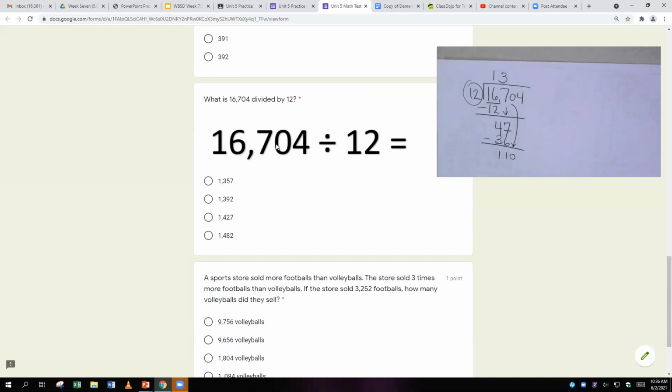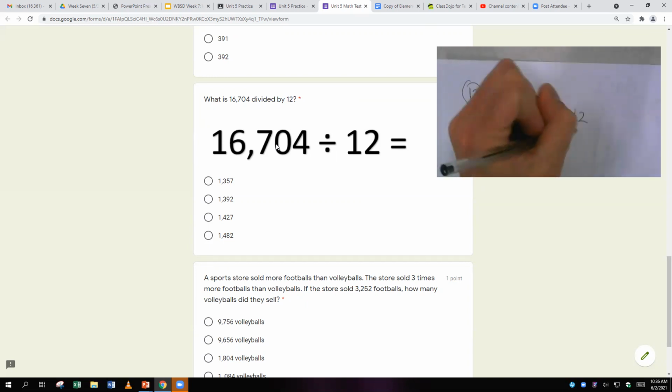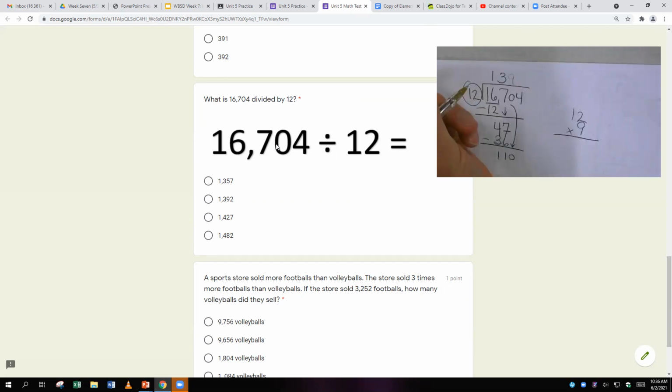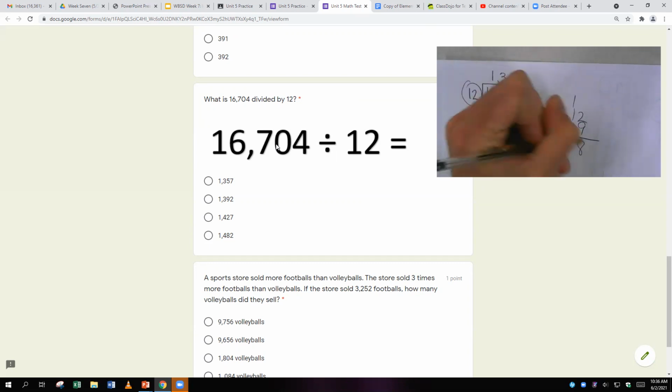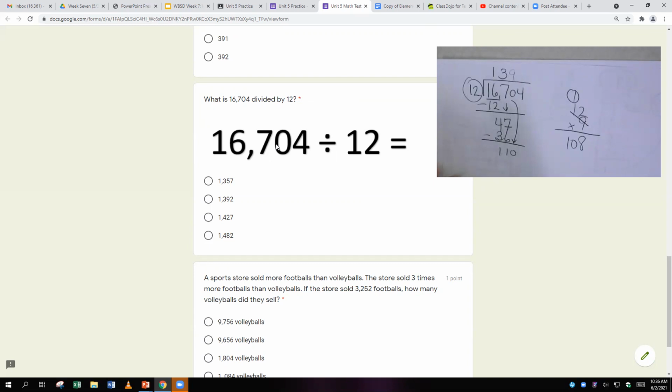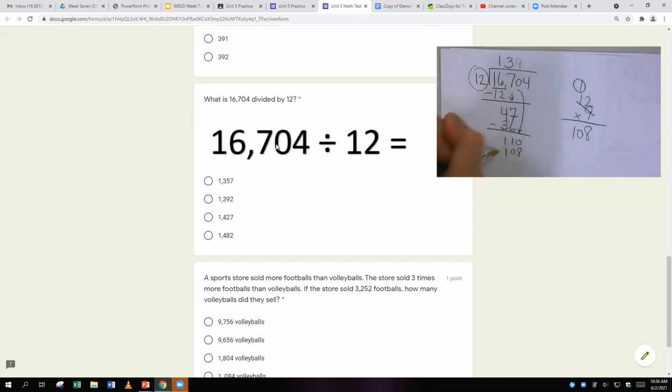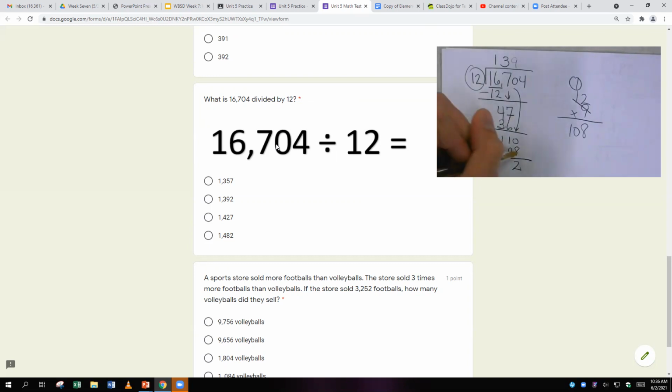Ooh, 12 times 10 is 120, so it's got to be 9. I'm going to put a very light 9 in case I'm wrong. And I'm going to say, well, what's 12 times 9? Put it over here. 9 times 2 is 18. 9 times 1 is 9 plus 1 is 10. It's 108. Perfect. 108. There's 2 left over. 108, 109, 110. So there's 2 left over. So that 9 was great.